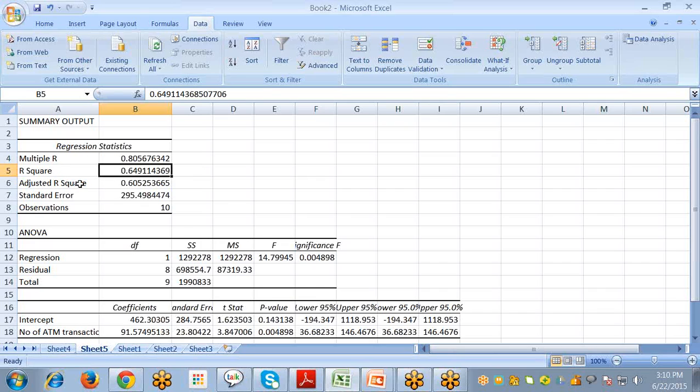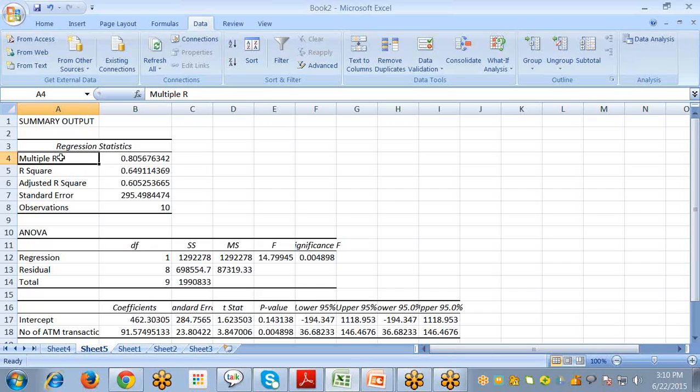The adjusted R square is not required for simple linear regression. It is not important for simple linear regression. It is important for multiple linear regression. So I will explain this value for multiple regression, but in this sheet it is not required here, and here the R square value is what is important. R square is important for simple linear regression.